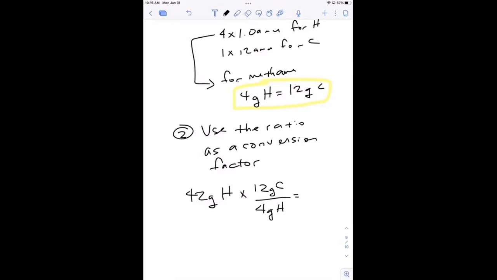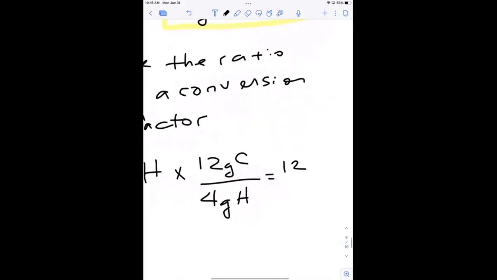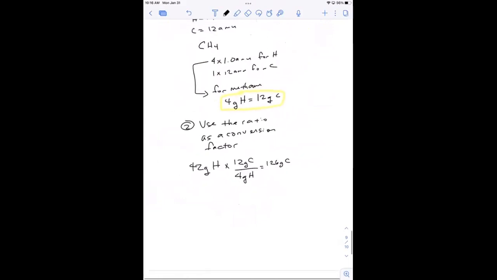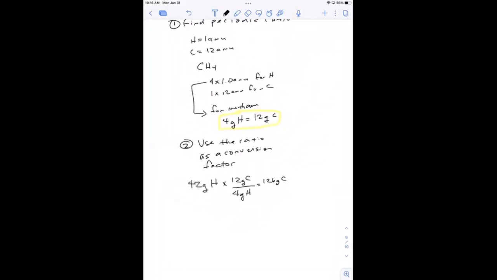It's really gonna be 42 times 3, because the 4 and the 12 you can reduce down, but we leave it as it is. We don't reduce it because we want to show the ratio. But we can show 126 grams of carbon. So in this sample of methane that contained 42 grams of hydrogen, there are 126 grams of carbon.